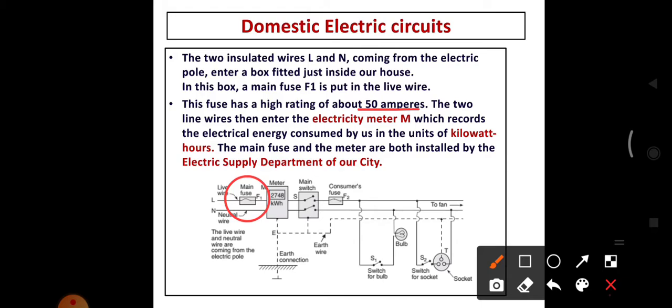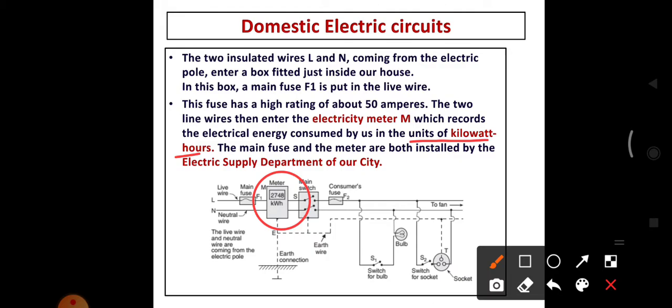See, after the fuse wire, both the live and the neutral wires enter into the electricity meter, which records the electrical energy consumed by us in the unit of kilowatt hour. In the last unit we learned that electric energy is measured in kilowatt hour. So the live and neutral wires enter into the electricity meter board.